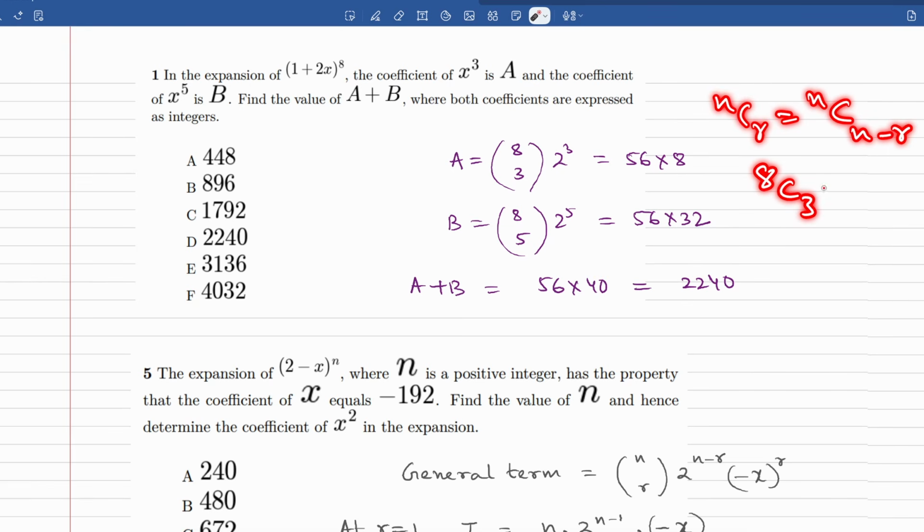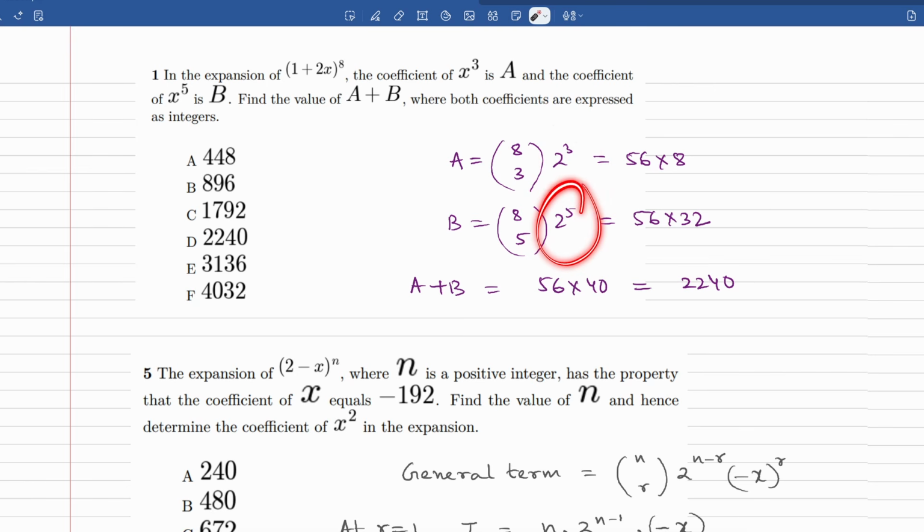8c3 should be equal to 8c5. So both of them are 56. Now in a I have 2 cube and in b I have 2 to the power 5. And in both of them I have 56. So if I take 56 common, I can do 56 into 8 plus 32, so 56 times 40 becomes 2240. That's your answer, option D.